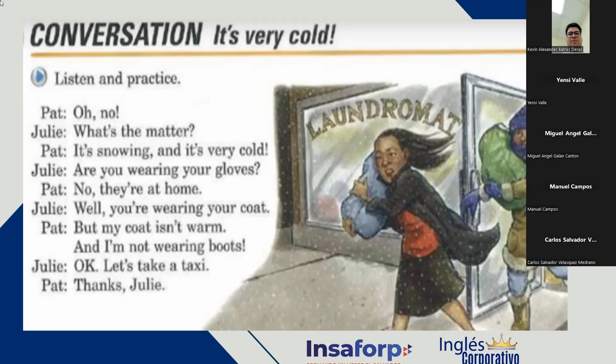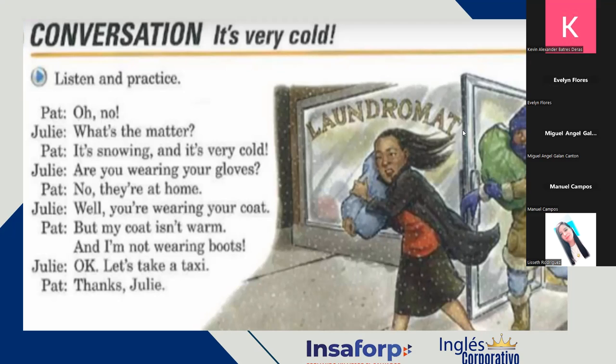Okay. Oh, no. What's the matter? It's snowing, but it's very cold. Are you wearing your gloves? No, they are home. Well, you're wearing your coat. But my coat isn't warm. I'm not wearing boots. Okay, let's take a taxi.